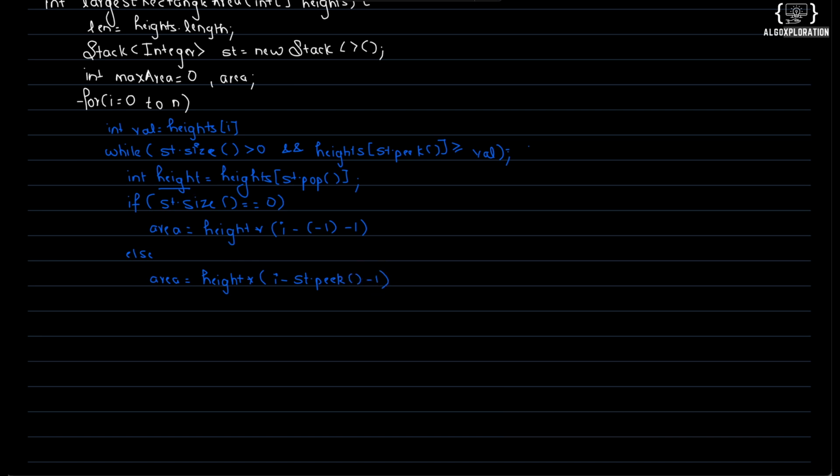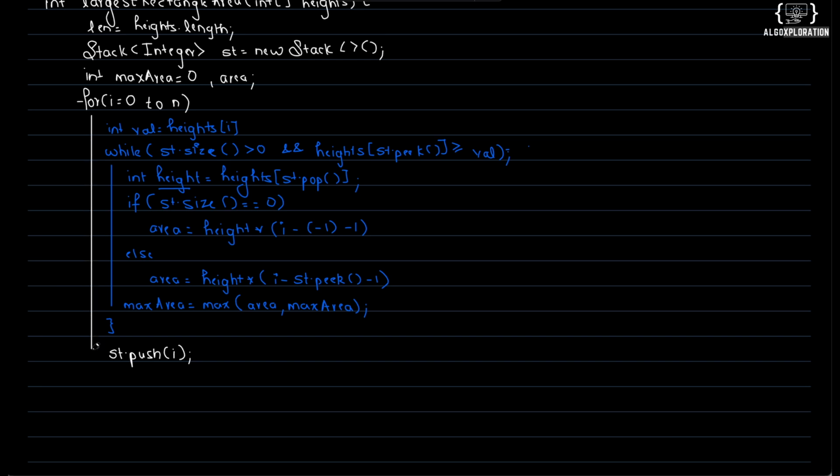Okay. Now if area is more than the max area, then we need to update it. So max area is equal to max of area comma max area. If that's the case, then I'll update it, and that's it for the while loop. Now after every operation, I need to push that index into the stack. So stack dot push of i, and that's it for the for loop.